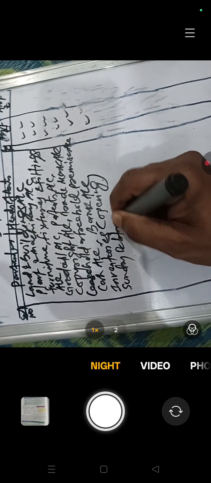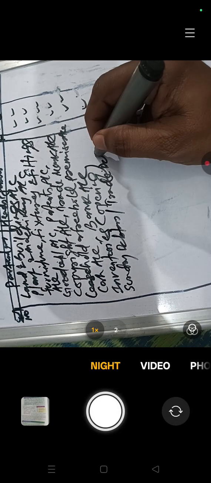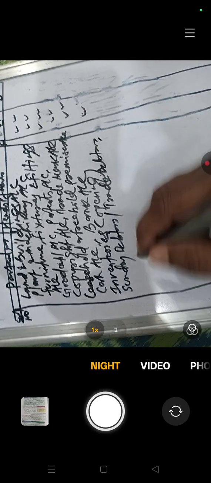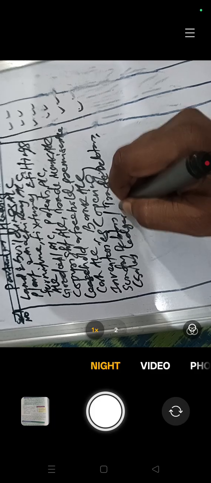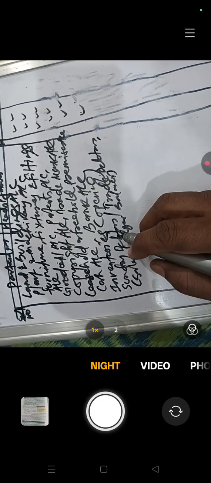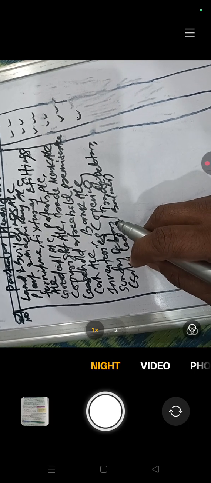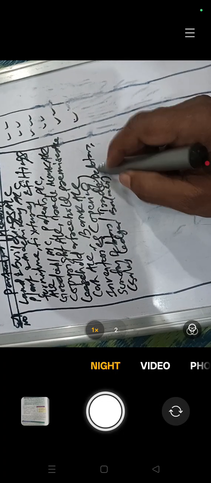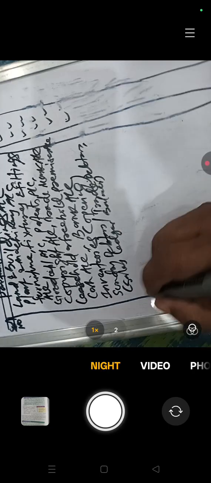sundry debtors. Sundry debtors are also known as trade debtors. It is also known as sales ledger balance. Sundry debtors means there are so many debtors or customers, we have dues with them, they owe us. So the total of all the debtors is called sundry debtors or trade debtors. Sometimes it is also known as good debt.